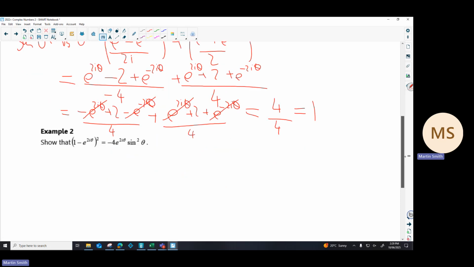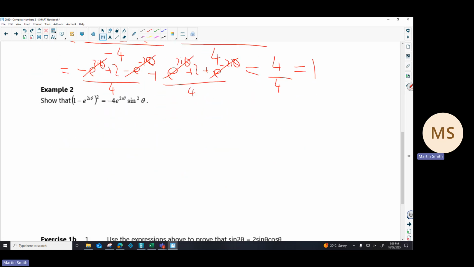Now, the final example I'm going to prove to you is an example of the kind of thing that we may require in a certain type of problem that's going to arise at a later stage in this course. I want to show that 1 minus e to the 2i theta squared is equal to 1 minus 4e to the 2i theta times sine squared theta. So what I'm going to do is start with the left-hand side and simplify it as much as possible. And then I'm going to do the right-hand side and simplify that and hopefully end up with the same thing.